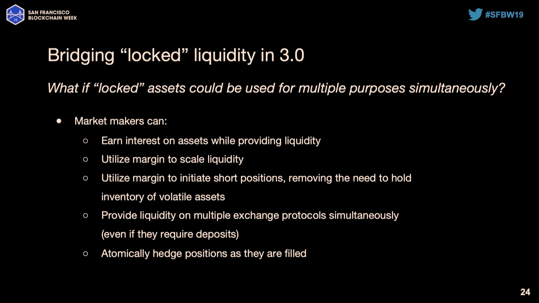You can also provide liquidity on multiple decentralized exchange protocols at the same time. And you can also use this mechanism to atomically hedge your positions as soon as they are filled, which drastically lowers your risk. So I think this is actually a super impactful feature. There's $600 million worth of assets locked in DeFi. These are people who are familiar with DeFi, they're familiar with smart contracts, they understand the UX, some of the technical hurdles associated with it. These are exactly the users that we want to bring onto 0x. And I think if we execute this correctly, a good percentage of that value could end up being provided as liquidity on 0x.